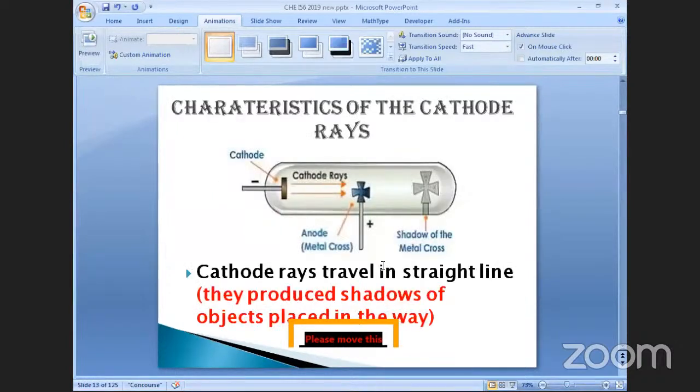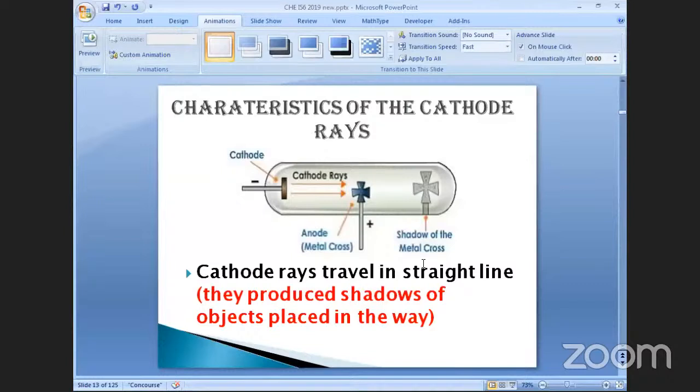So let's look at the characteristics of the cathode rays that gave rise to what we have now as electrons. He first of all discovered that they travel in straight lines. This he knew because he put a metal cross, or let's say a particle, in the path, and he found out that it cast a shadow directly at the back. This is a shadow of the metal that is put in the path of the ray. So that will give him, number one, an idea of the direction it's coming from.